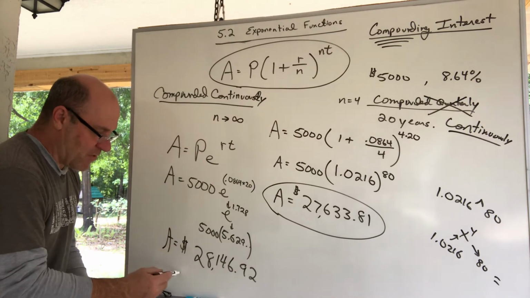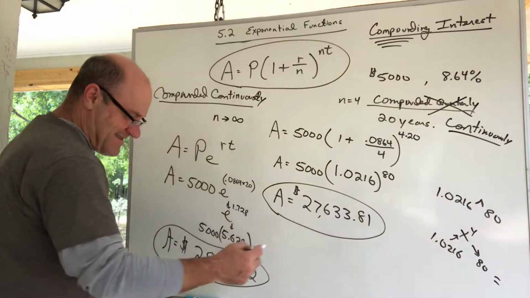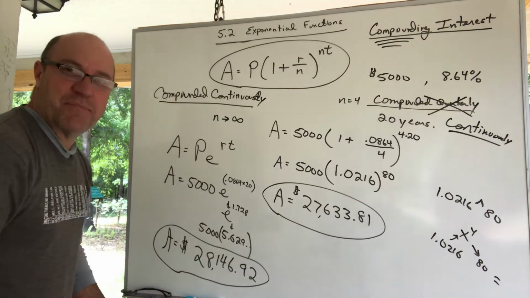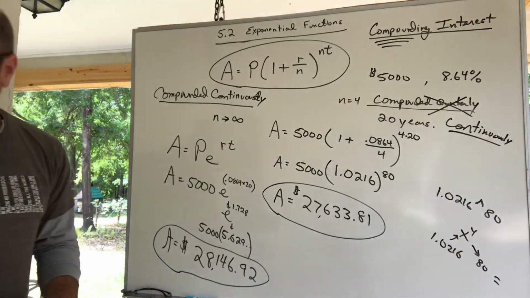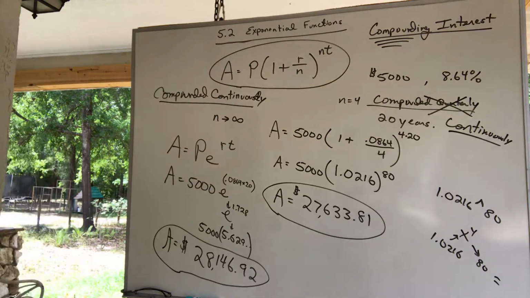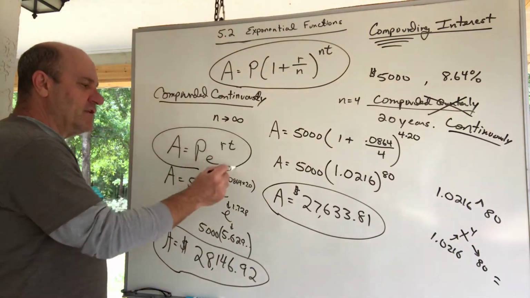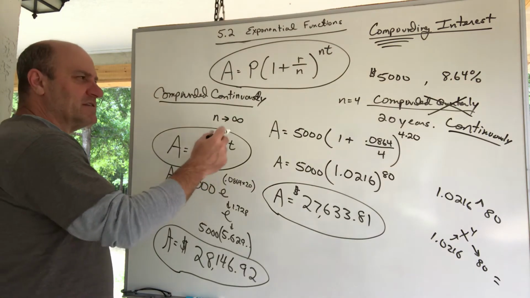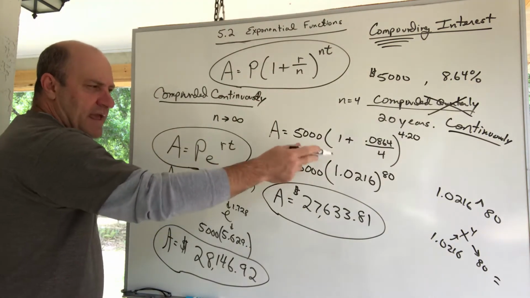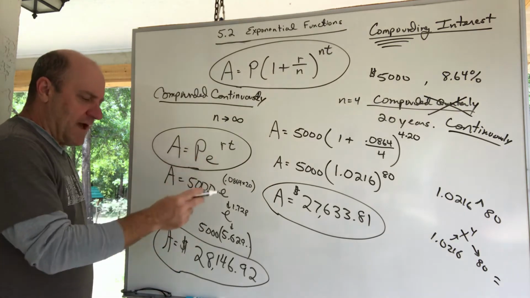So it is more money. We knew it was going to be more money. Remember, I said it was not that much more. Yeah, roughly $500 more after 20 years for compounded continuously. But it's kind of an easier formula to use. I mean, it uses this number e, but it's a little easier to use. You don't have to deal with the n. You don't have to deal with dividing by n. So I like that.